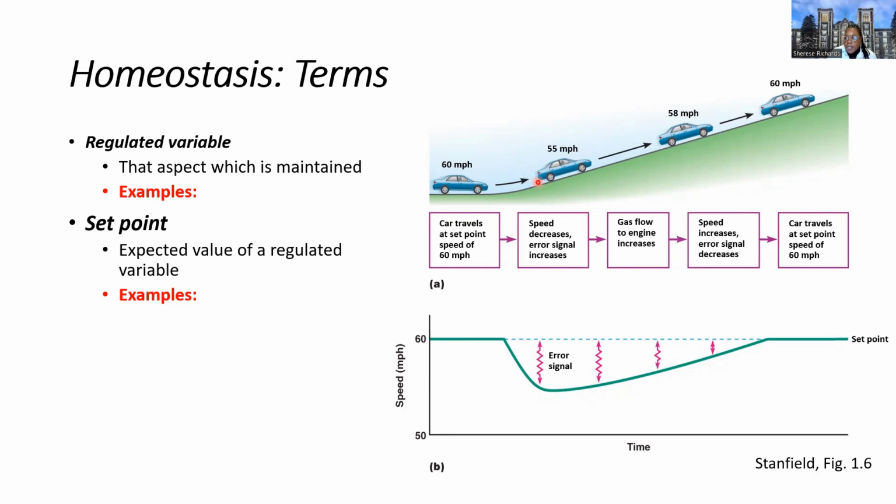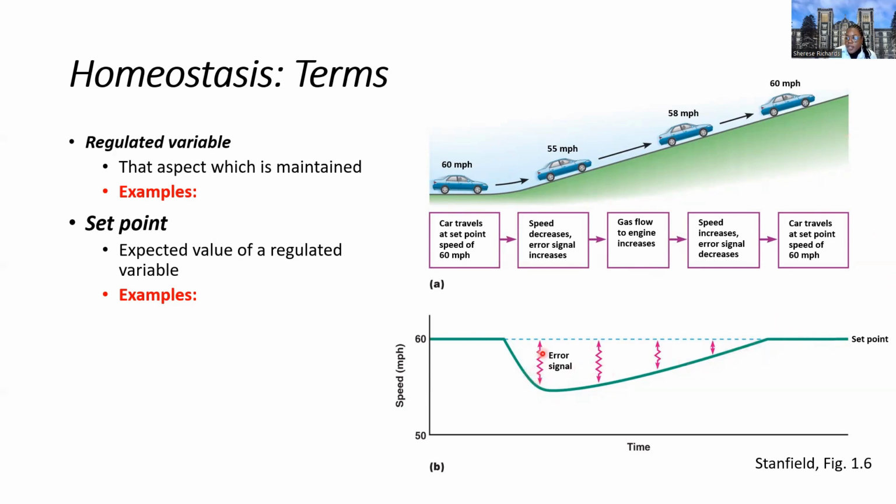Now, the result of the error signal is to increase gas flow to the engine. So that's going to help to return our variable back to our desired set point by bringing about some internal change in the body. This is why several organ systems have to work together to bring that variable back to the desired set point. So in this instance, with our car, it's increasing gas flow to the engine, which is going to increase the speed. Now, when we get back to 60 miles per hour, we're going to shut off the error signal because we have arrived at our set point once again.